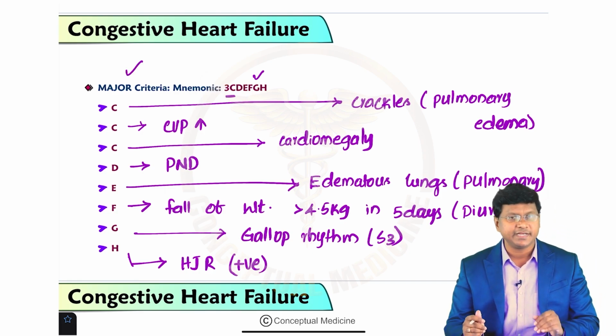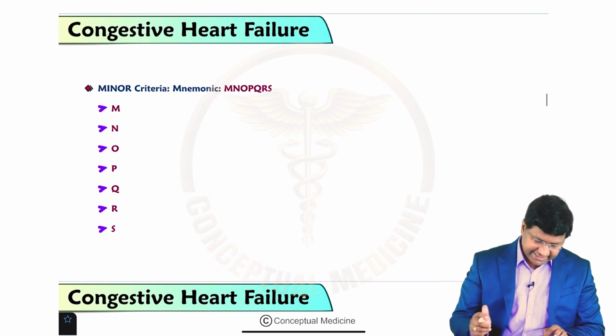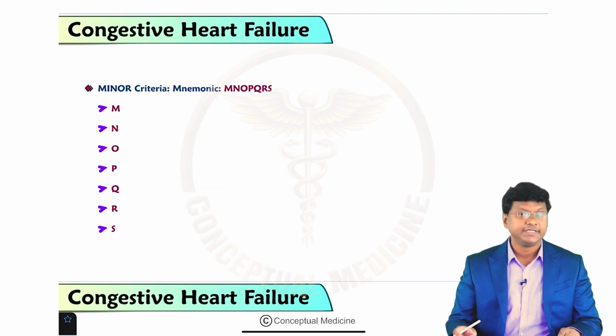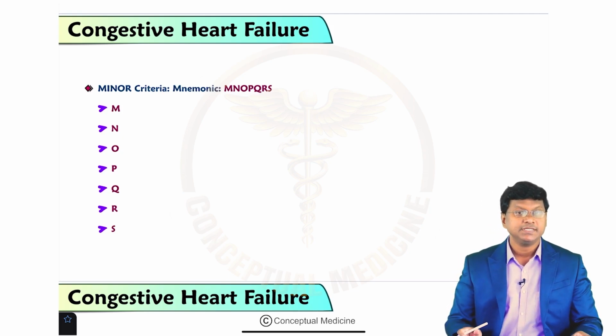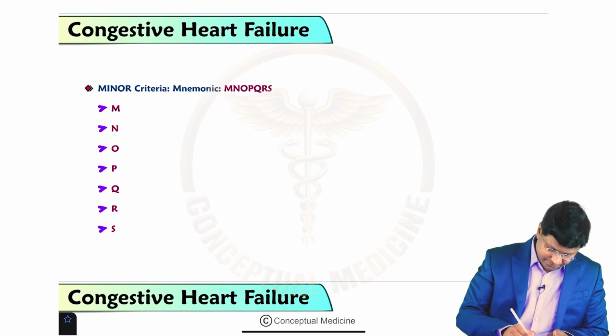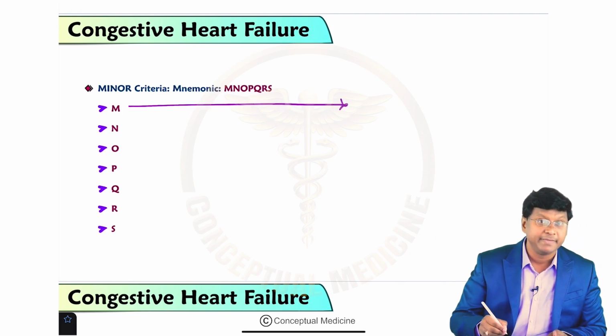Then we have the minor criteria according to the Framingham's, and for that particular minor criteria, the mnemonic is MNOPQRS. The letter M stands for megaly of the liver.